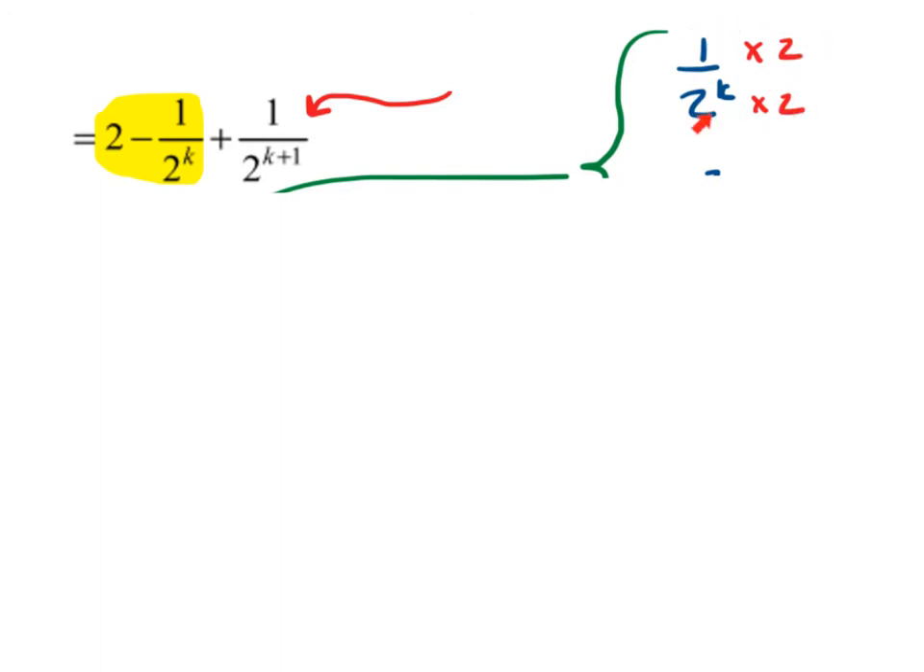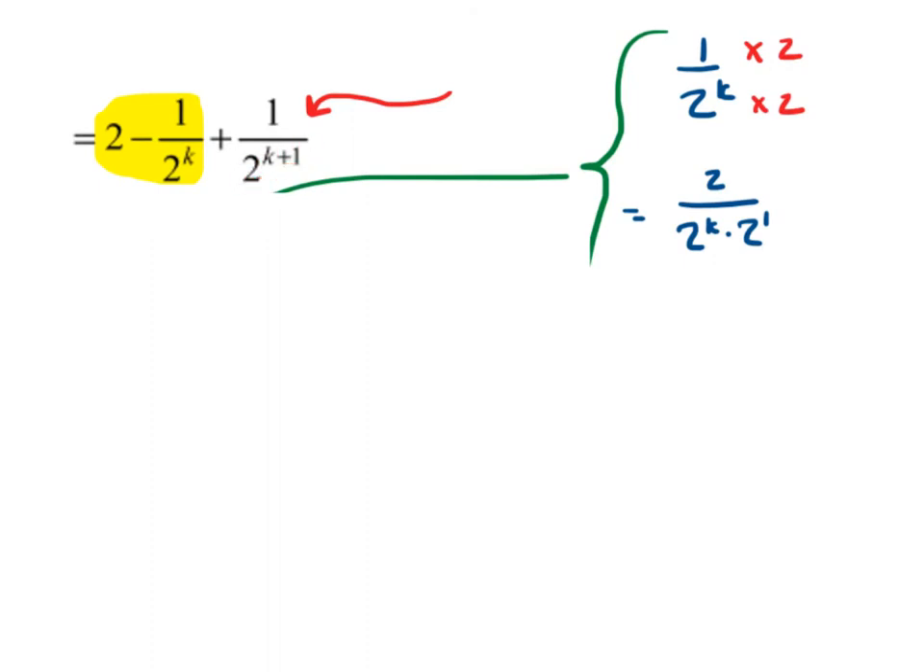So if I multiply the top and the bottom by 2, I'm not changing the value of that fraction. 1 times 2 is 2. And 2 to the power of k times 2, well, you could say 4 to the power of k. But that won't help us here because remember, we want a common denominator. We want 2 to the power of k plus 1 on the bottom.